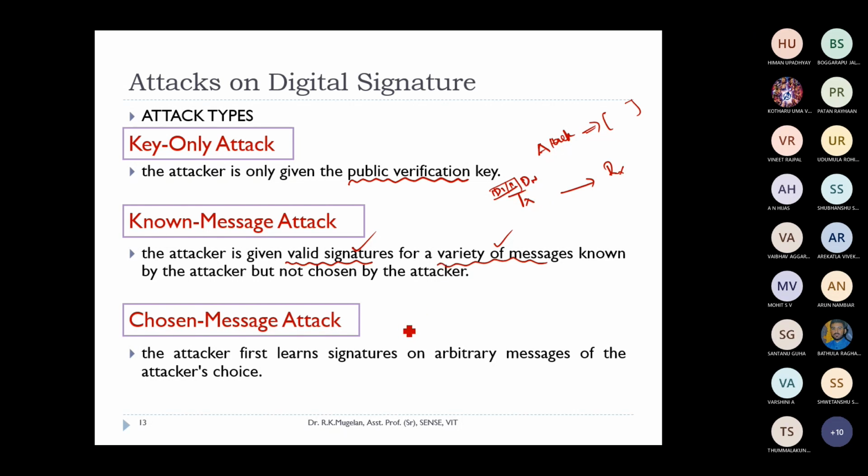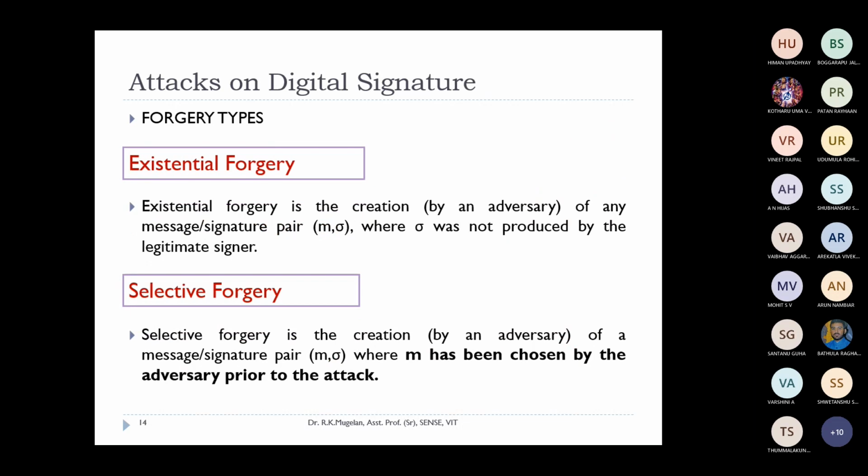Then comes the chosen message attack. Here the attacker will first learn the signatures of many arbitrary messages. Using those, he will try to get a peek at only the particular message which he needs. Then come the forgery types.